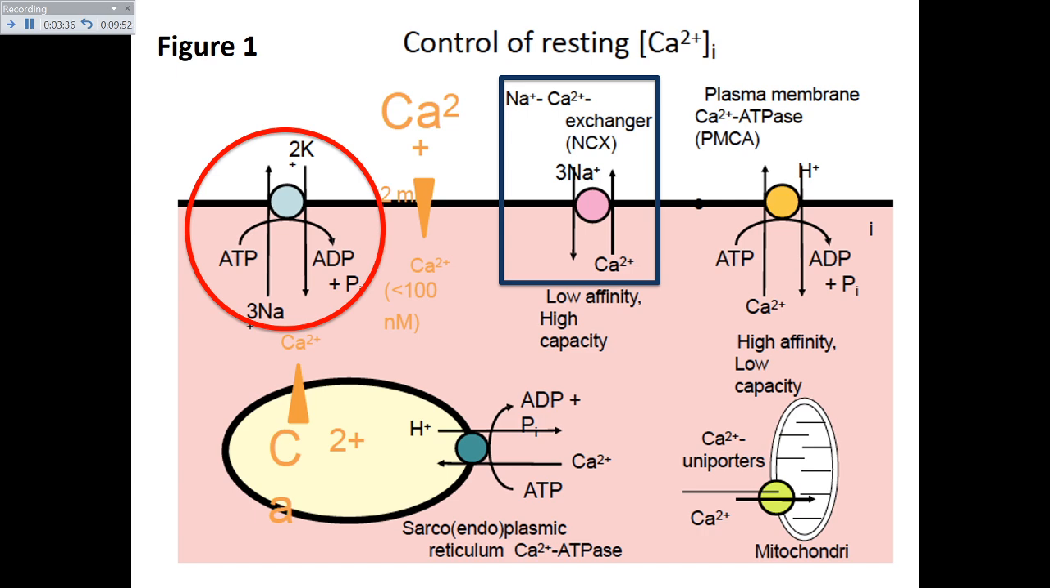It will move calcium inside the mitochondrial lumen.